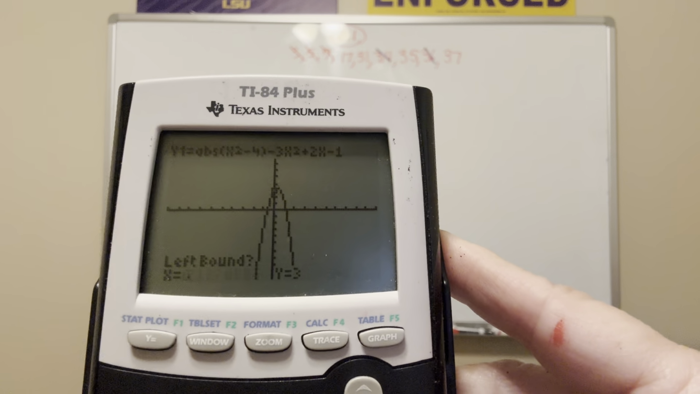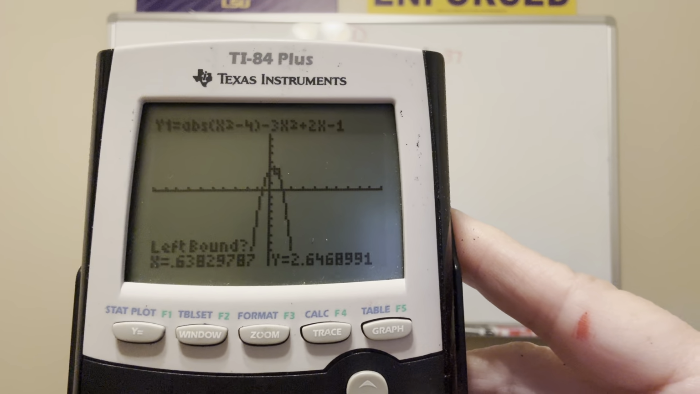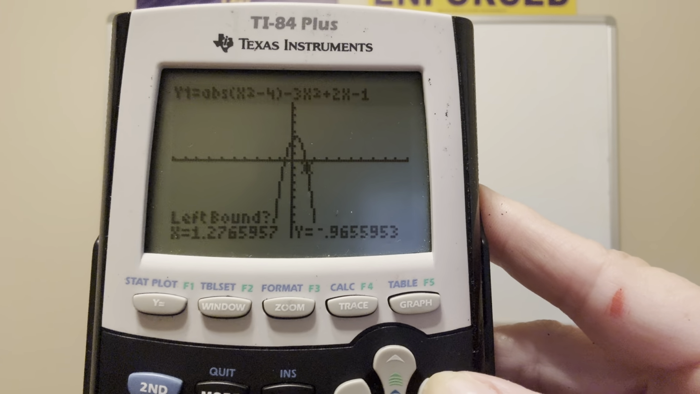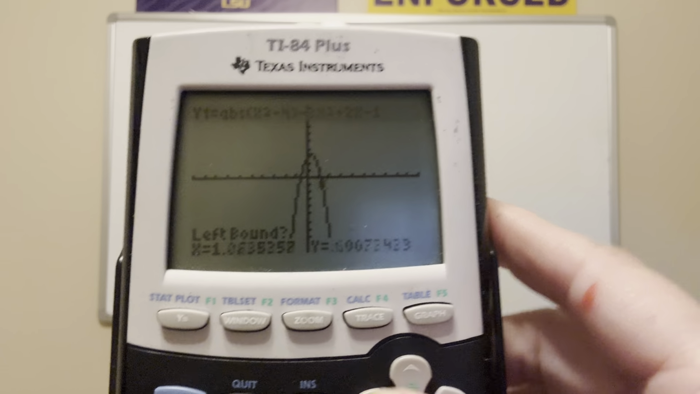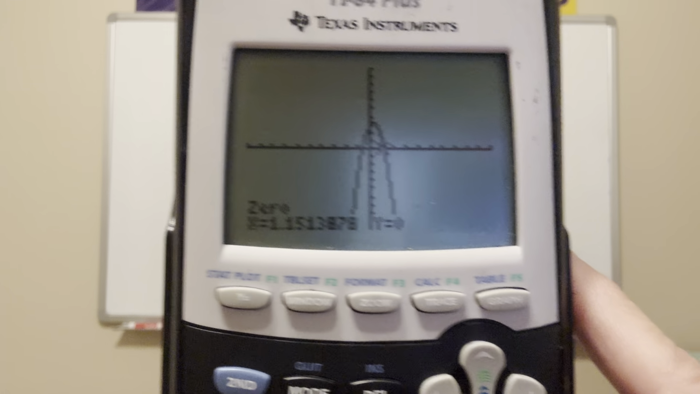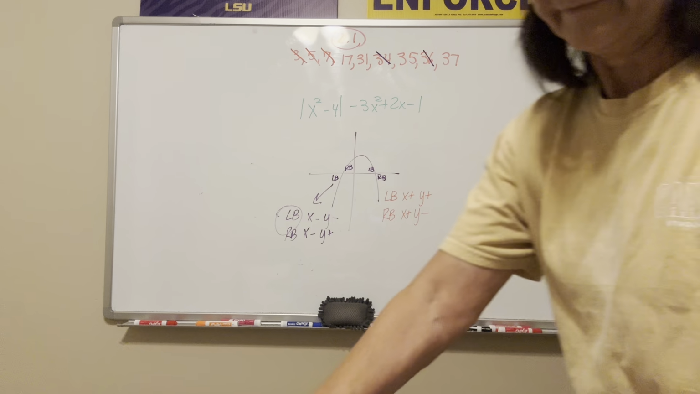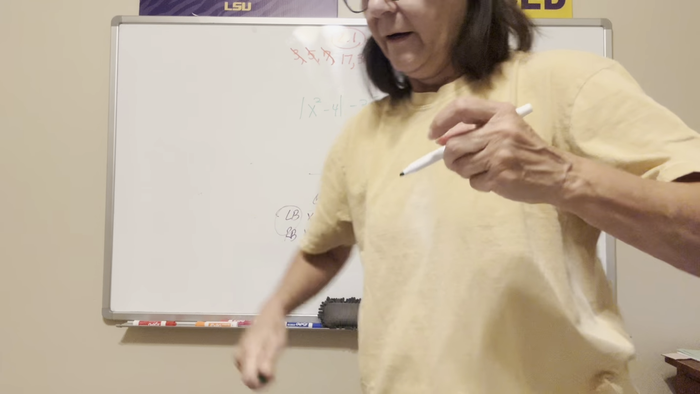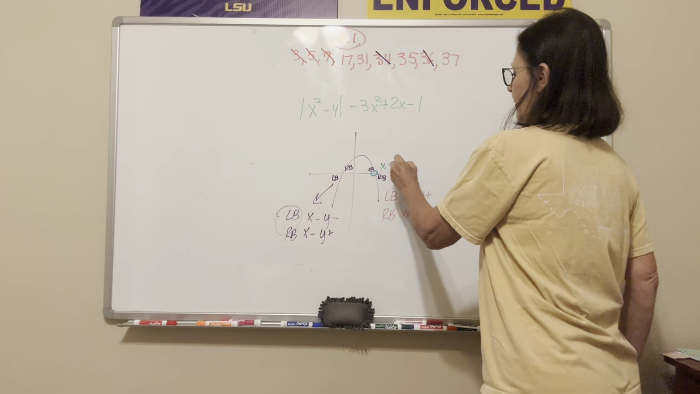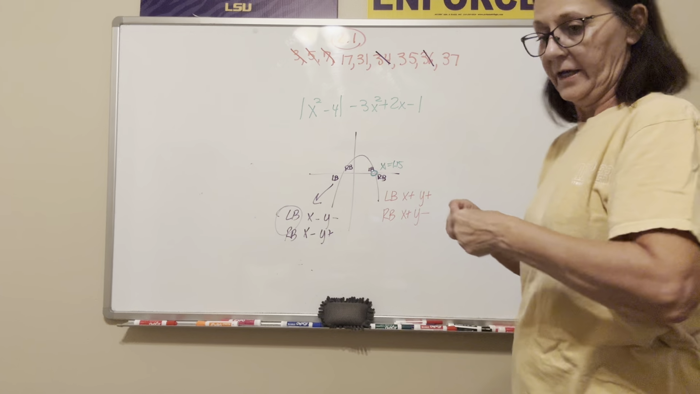So I'm going to keep going. X is positive, y is still positive. Positive, positive. Okay, y just changed to negative. So I'm going to go back, hit enter, go right, hit enter, enter for guess. X is 1.15. This one, x is 1.15. And you can find the other one.